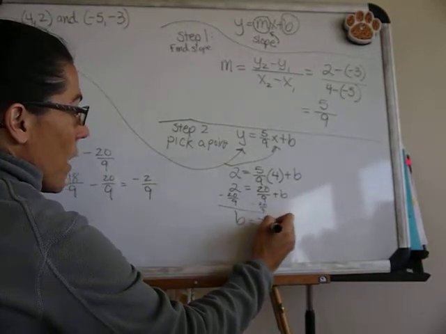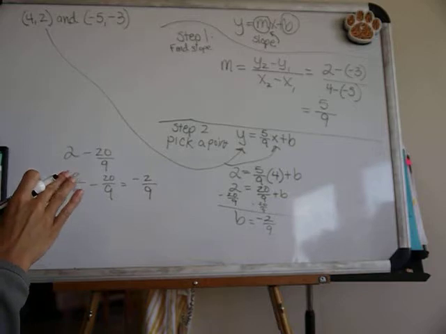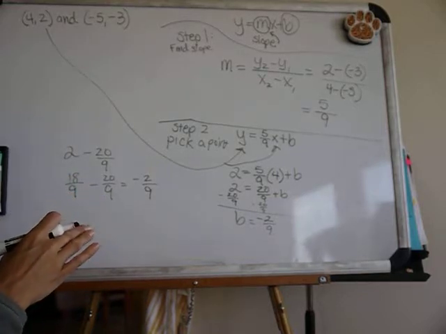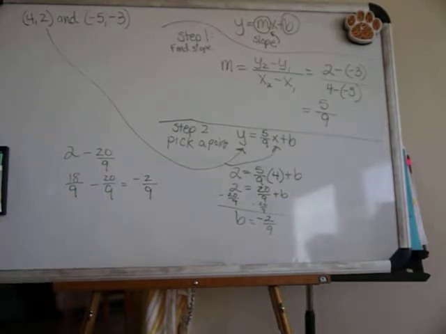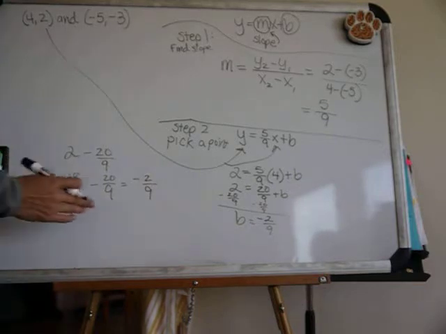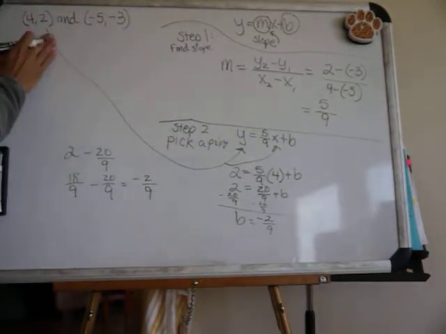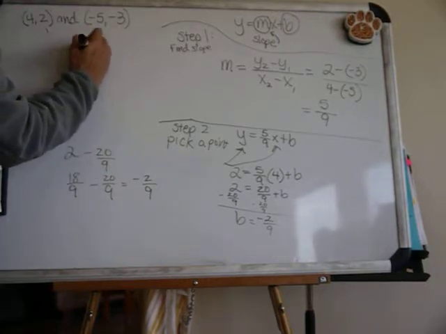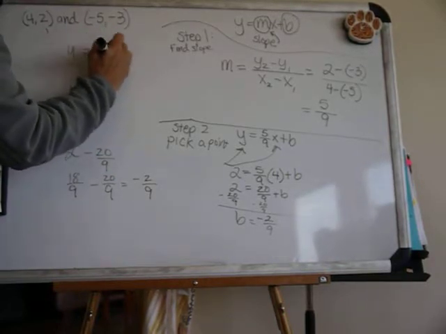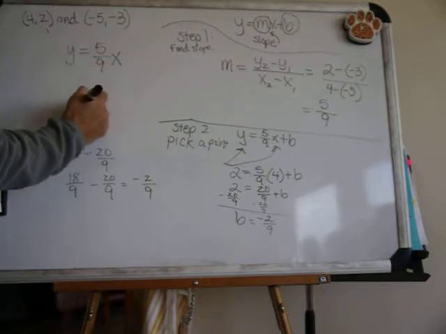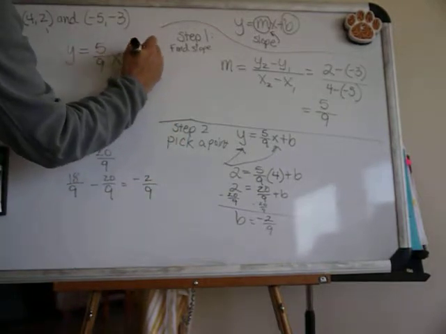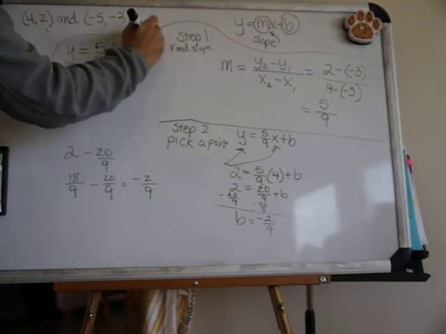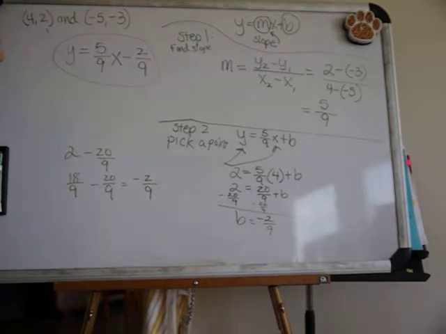All right, so we found our B and our M, and a lot of people do that and then forget to put it in and give us a final equation. Don't do that. So we know our B, we have our M, let's make a final equation out of that. Our final equation is y equals 5/9 x minus 2/9. You see where we got those?